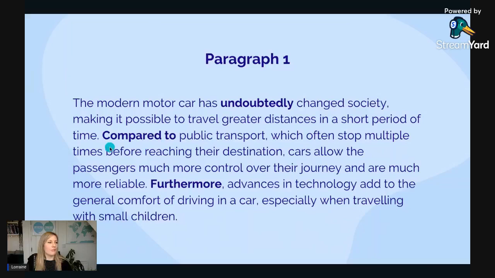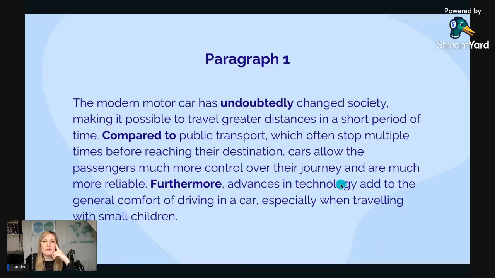Now, there are some complex grammar structures here as well. So remember, when you say compared to, you need to explain what you're comparing. So compared to public transport, which often stop multiple times before reaching their destination, that's an independent clause here. We could remove that clause and the sentence will still make sense. Compared to public transport, cars allow the passengers much more control. Okay. If you've given yourself time to read through this, you will be able to check that your sentences are complete. If you haven't given yourself time to check it at the end, you might miss sentence fragments. For example, you might have a missing clause somewhere, or you might have started with compared to, but then not compared it with anything. So it's really important to double check before you submit.